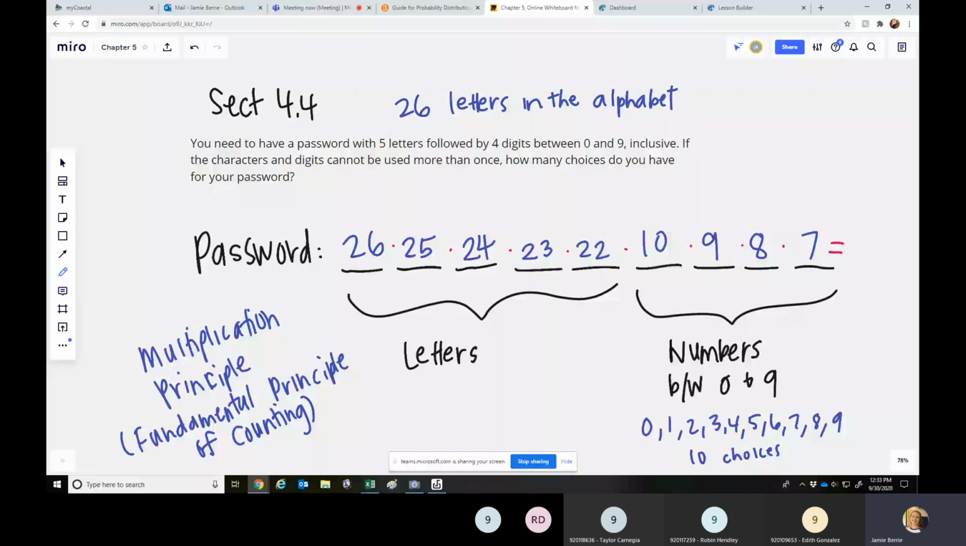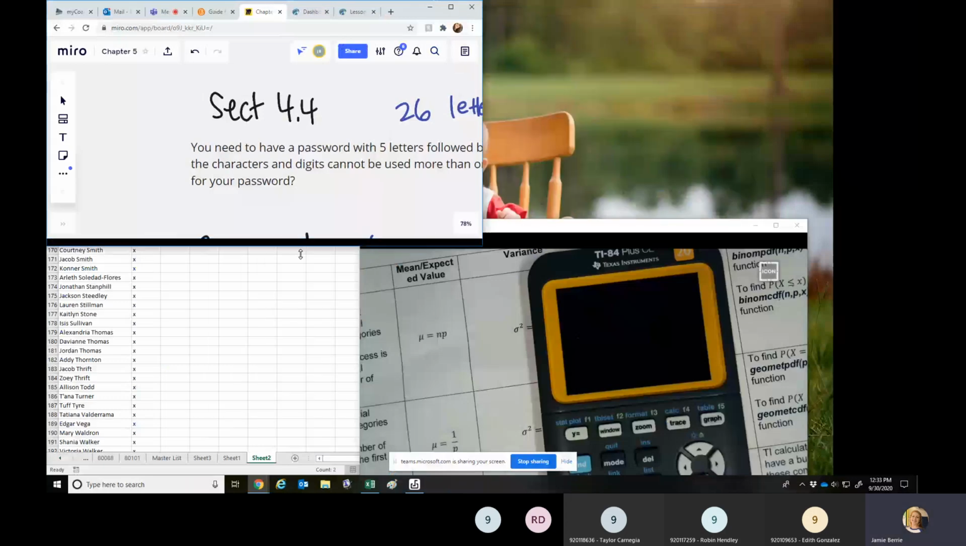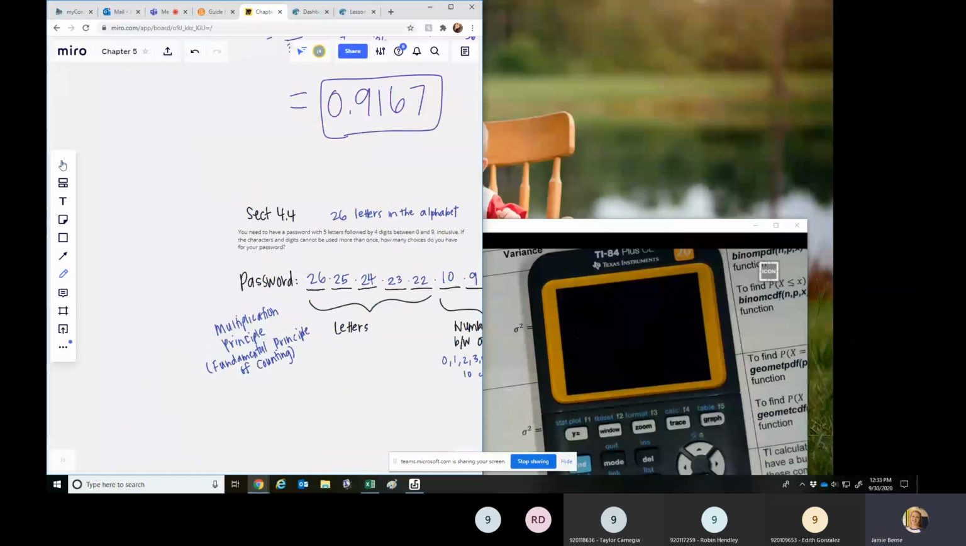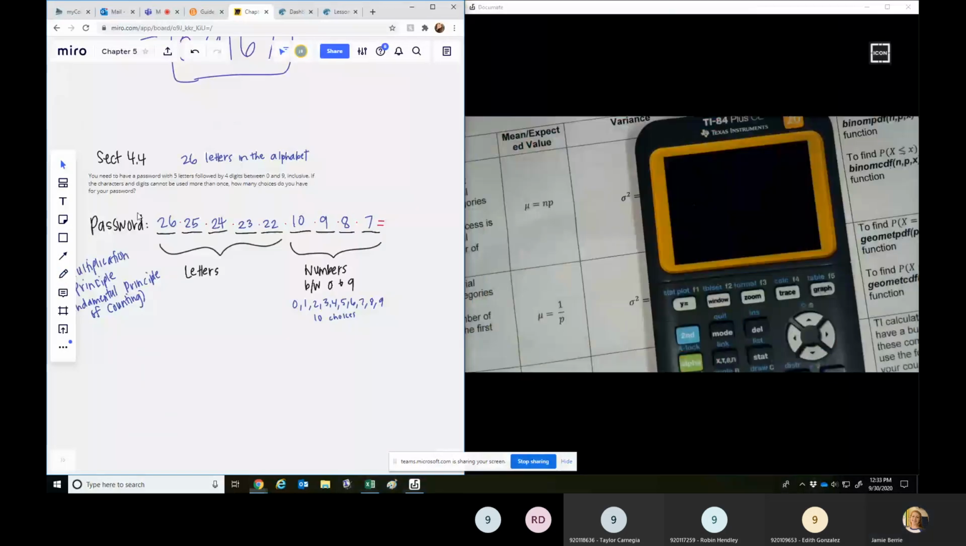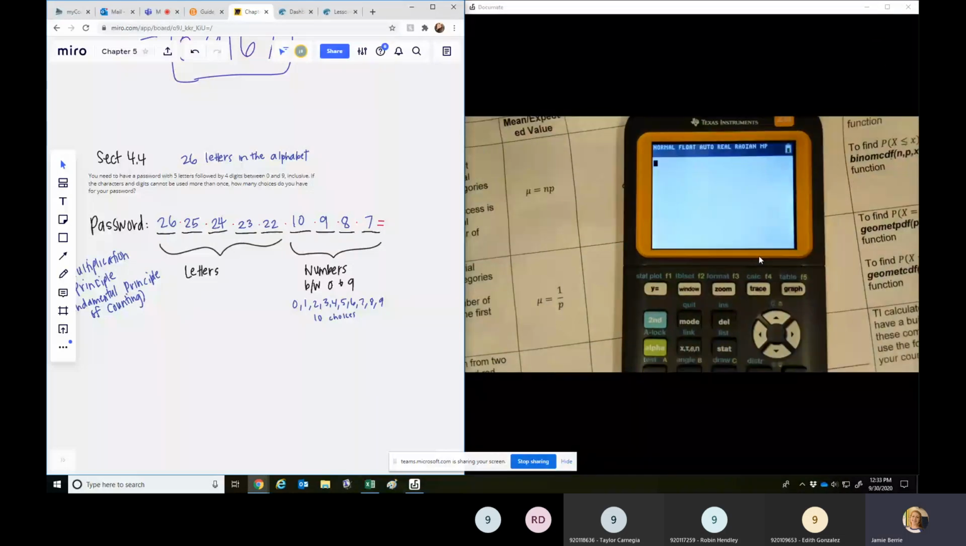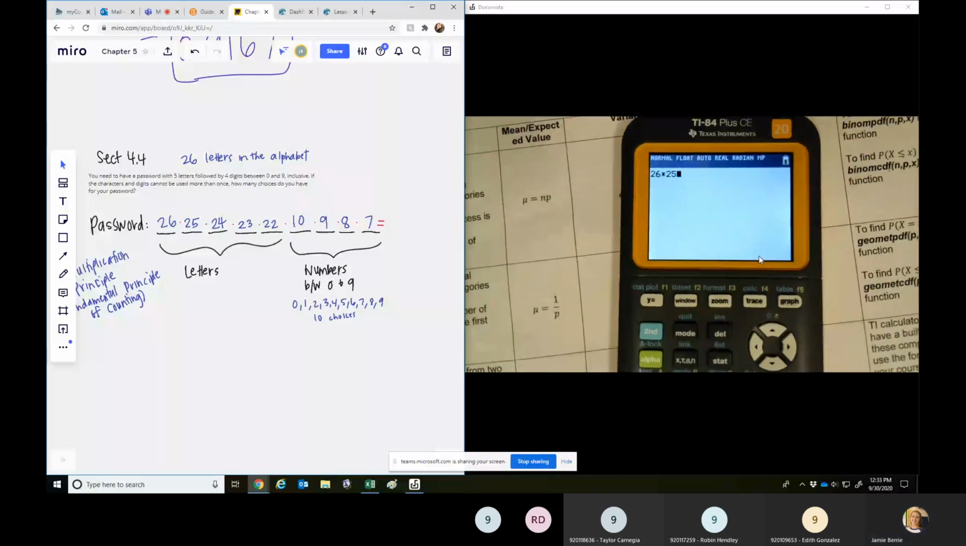So let's grab our calculator. Let me scoot this over. Oh, my camera's back. Maybe that's why it wouldn't work. I don't know. All right, let's see. All right, so I'm going to multiply this all out. Take your time. You don't want to mess anything up here. 26 times 25 times 24 times 23 times 22 times 10 times 9 times 8 times 7.